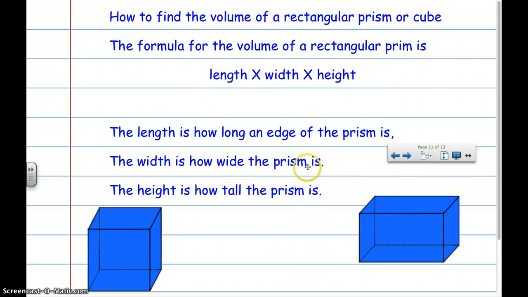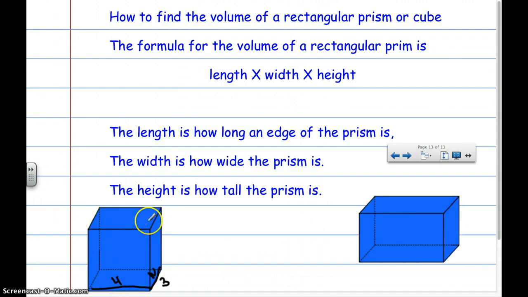How to find the volume of a rectangular prism or cube? Well, you have to take the length times the width, and multiply it by the height. So this is the length. So if I say that this is 3. Sorry, that's the width. W for width. This is the length, how long it is. Width is how wide it is.